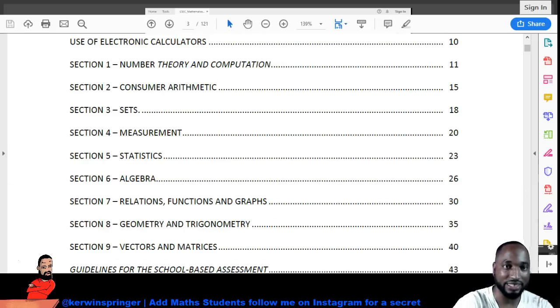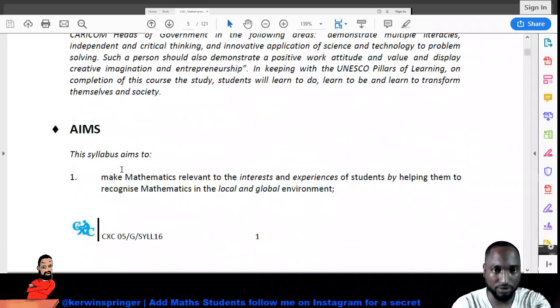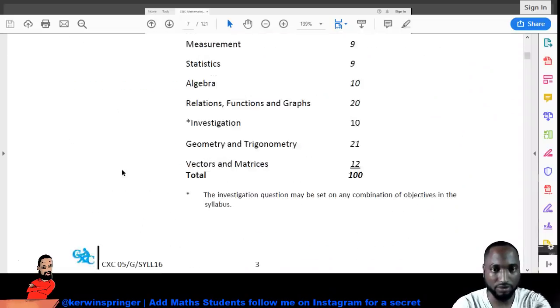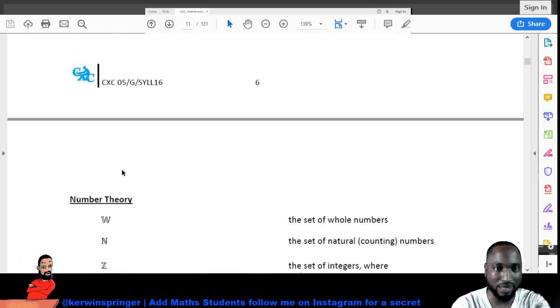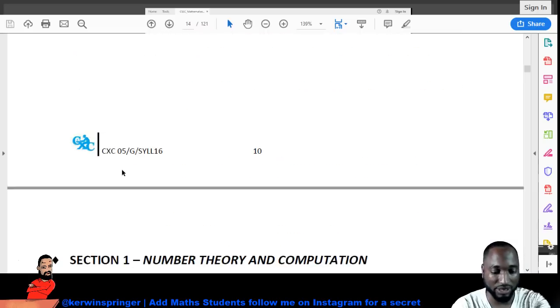What we're doing tonight is, you see section 1 here? Number theory and computation, we're doing that. Section 2 here, consumer arithmetic, we're doing some of that as well. And section 6, algebra, we're doing that. So let's look at section 1. Format of exams. Y'all can feel free to ask questions anytime.